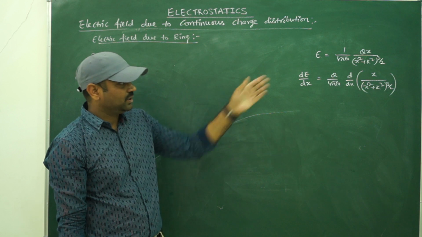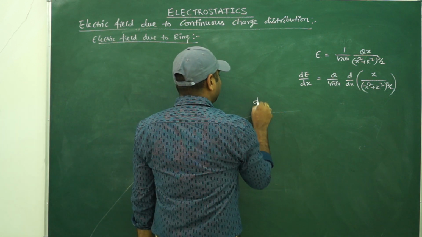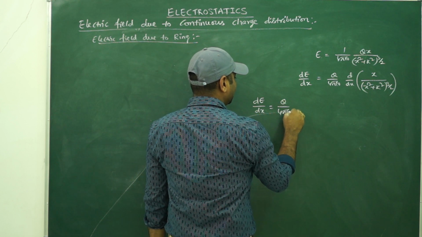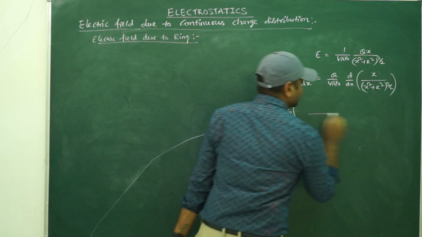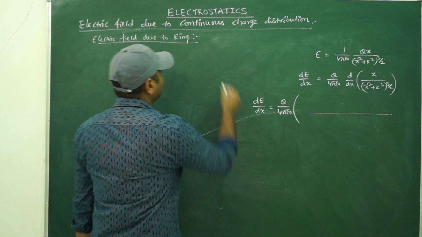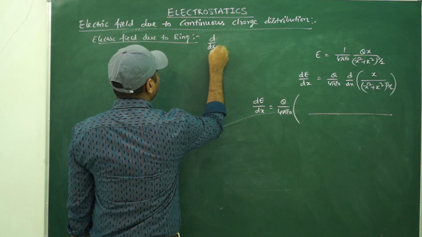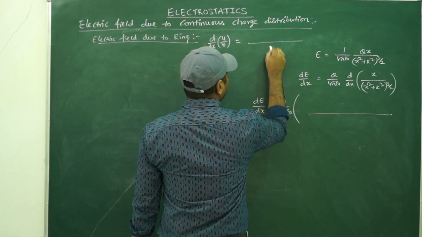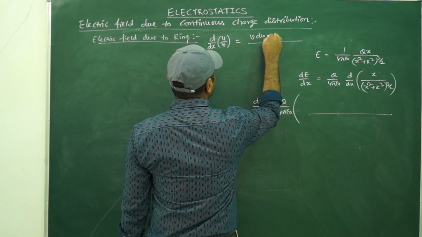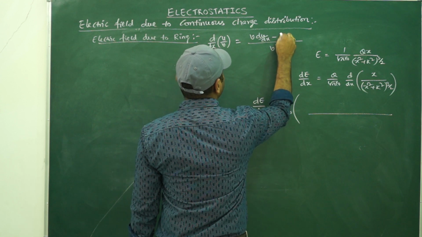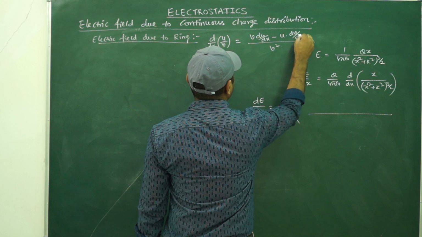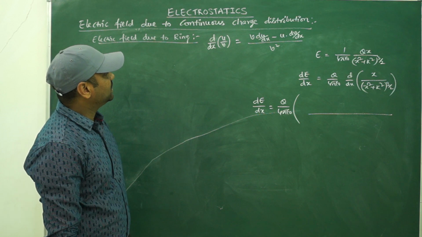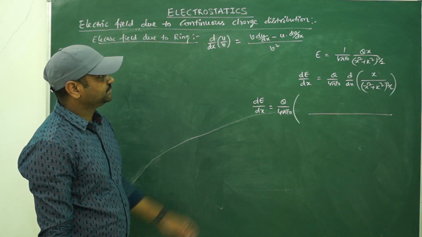So it is something like the u by v method. Then what is the dE by dx value I can write down? dE by dx is equal to the constant q by 4 pi epsilon naught multiplied with, and I am writing the formula, d by dx of u by v is (v into du by dx, minus u into dv by dx) by v square. So this is the formula for d by dx of u by v.